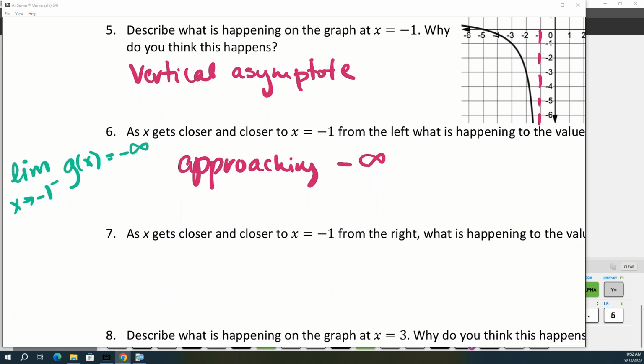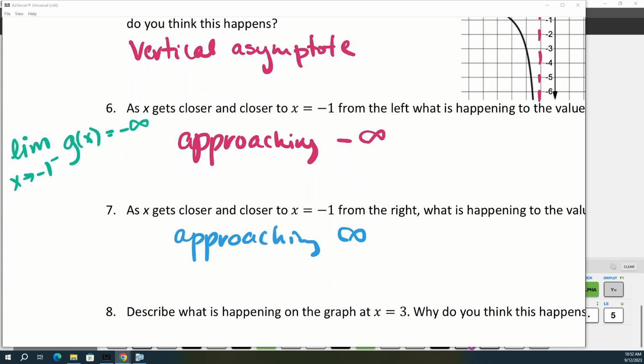All right, so what is the graph approaching from the right? Good. All right, so we're going to use limit notation to write this also. So this time, the limit as x approaches -1. And then what do you think we do if it's from the right? A little plus. Good. And in this case, the graph is approaching positive infinity. Okay, so we're going to practice that. Again, I don't expect you to completely understand it right now.